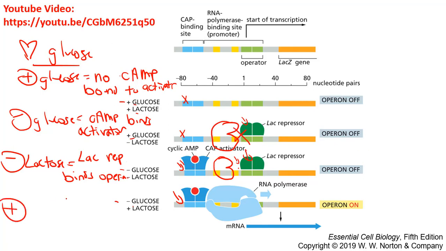However, finally, if there is lactose in the environment, then the Lac repressor will fall off the Lac operator. So the Lac repressor is removed from the operator. And finally, the RNA polymerase can get through.